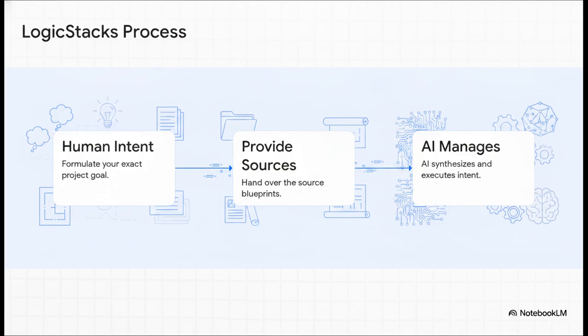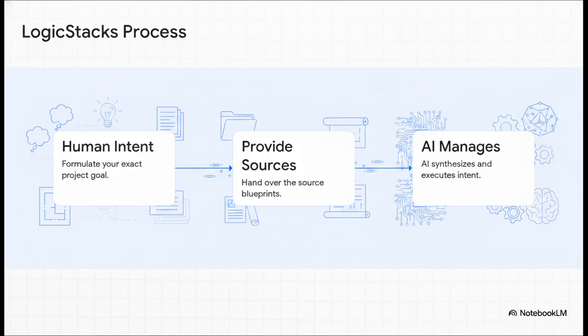Let's walk through exactly how this works in practice with a simple three-step breakdown. Step 1. You formulate your human intent. What's the goal? What is the actual project? Step 2. You provide the source materials using LogicStacks. You hand over those blueprints. And Step 3, the AI takes over to manage the project. It synthesizes, it organizes, and it executes based strictly on Steps 1 and 2.